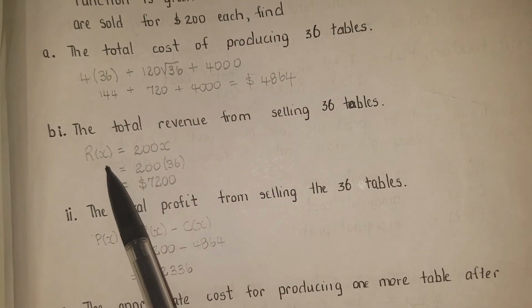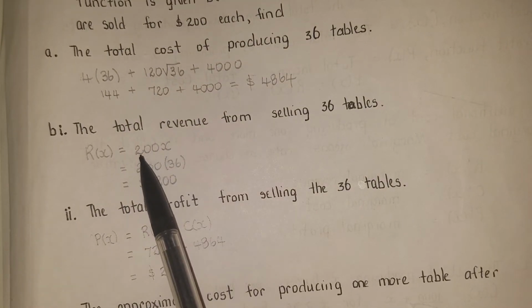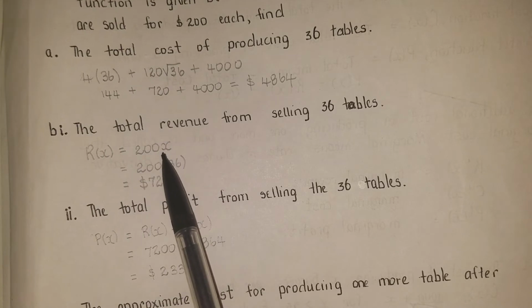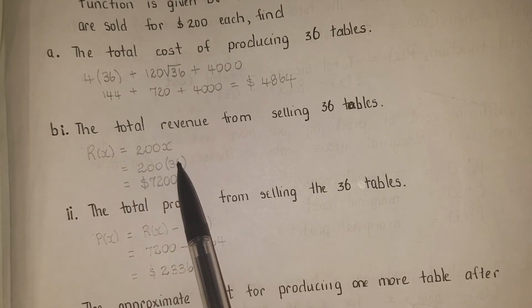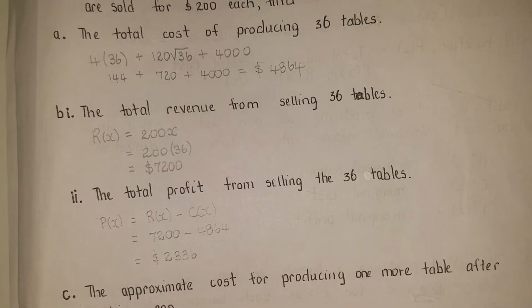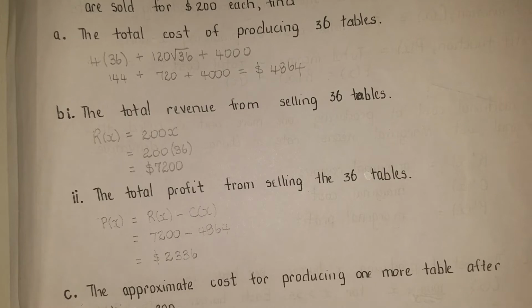So the revenue function is going to be the price times the amount of units. The price was $200 and the amount of units is 36. So when we multiply those, the income is going to be $7,200 for those 36 tables.